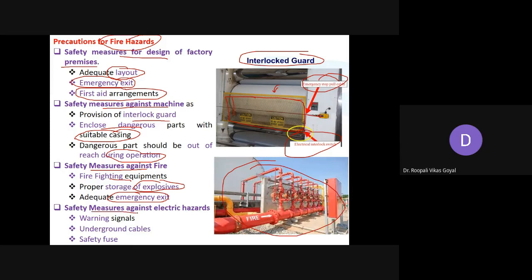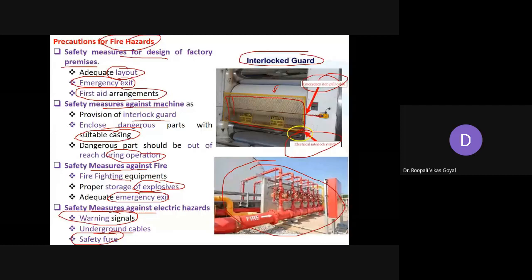Also some safety measures against electric hazards are designed. So warning signals are always there. Then it should have underground cable, all the safety fuses, etc. So all the possible measures against fire, for protecting the machine, and safety measures for machines as far as the design is concerned, are all to be followed.